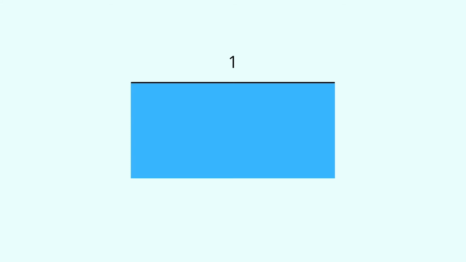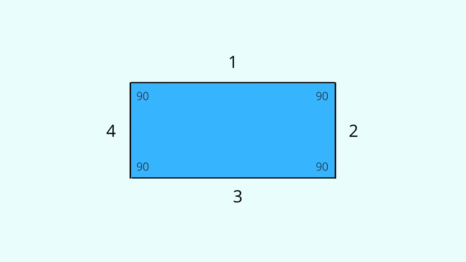A rectangle has four sides and four angles. Each angle is 90 degrees. The sides that are right across from each other are of the same length. Some examples of rectangles include TVs and note cards.